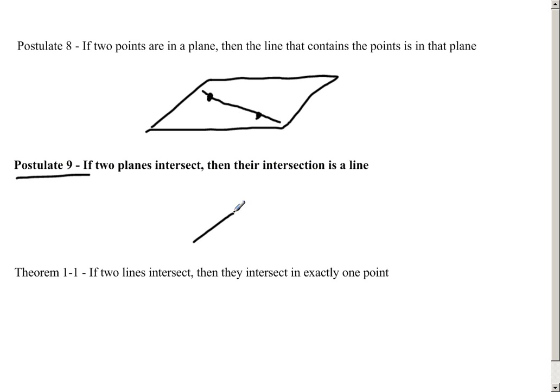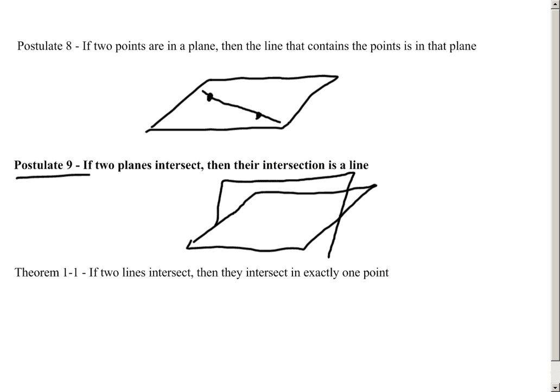Postulate 9 says if 2 planes intersect, their intersection is a line. This is a little trickier to draw with one of these things, but I can give it a try. A good example of 2 planes intersecting, if you were to look at the intersection of your ceiling and a wall, it's a line there at the top corner. So when 2 planes intersect, you have a line.